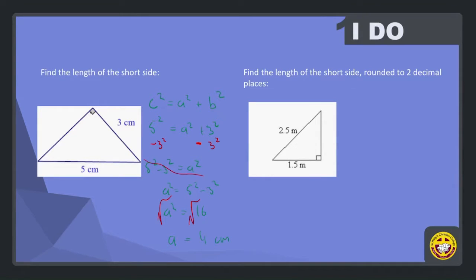Let me run through it one more time for you here. C is 2.5. I'm trying to find A. B is 1.5. We subtract the 1.5 squared over to the other side, so we get A squared by itself. We put that into our calculator, and that tells us that A squared is 4. We take the square root of both sides, and the answer we're looking for is 2.